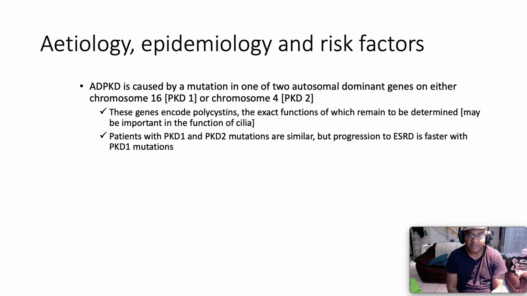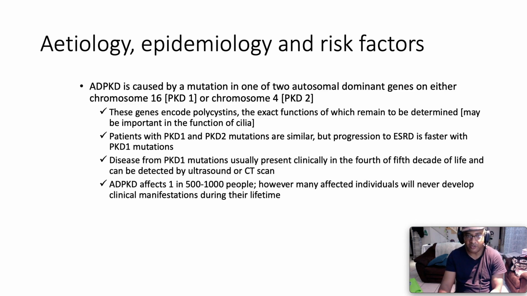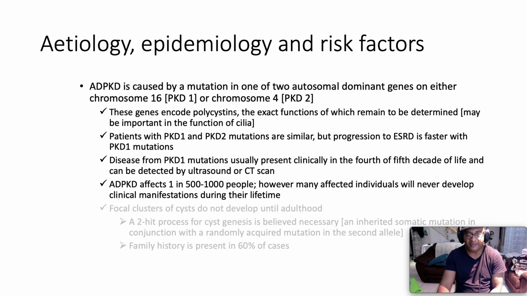Now, patients who have PKD1 and PKD2 mutations are similar, but progression to end-stage renal disease is quicker with PKD1 mutations. Disease from PKD1 mutations usually presents clinically in the 4th or 5th decade of life and can be detected by ultrasound or CT scan. ADPKD affects 1 in 500 to 1,000 people. However, many affected individuals will never go on to develop the clinical manifestations during their lifetime.